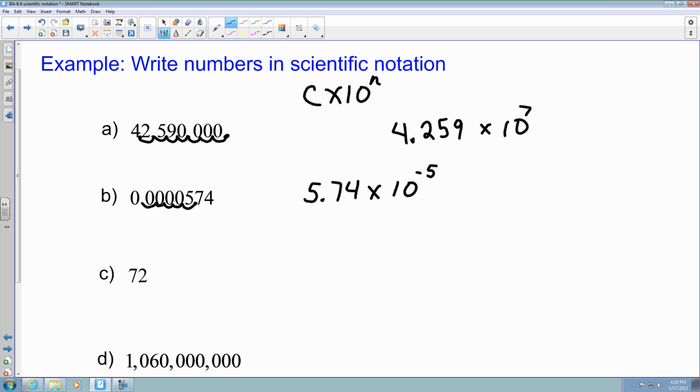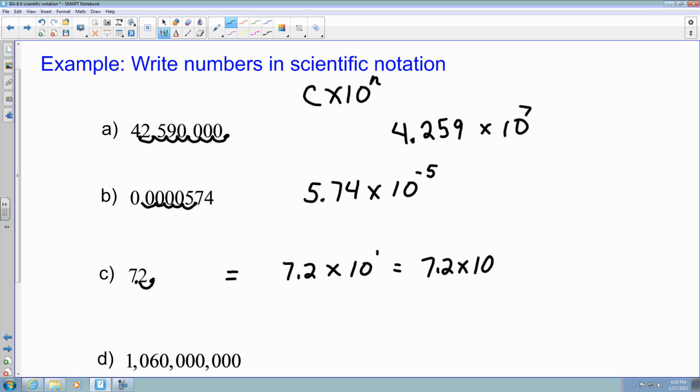Looking at 72, I know my decimal point is right here. I want to move it to here, so I'm going to go 7.2 times 10, and I moved it one time. So it's going to be to the first power. And you could also write this as 7.2 times 10.